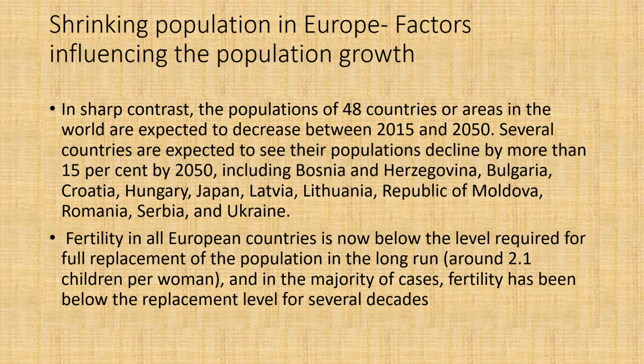Okay, shrinking population in Europe. The factors influencing the population growth. So here it says basically why the population in Europe is shrinking. Let's see the figures here. It says here, in sharp contrast, the population of 48 countries or areas in the world is expected to decrease between 2015 and 2050. Several countries are expected to see their population decline by more than 15% by 2050, including in particular Bosnia and Herzegovina, Bulgaria, Croatia, Hungary, Japan, Latvia, Lithuania, Republic of Moldova, Romania, Serbia, and Ukraine.